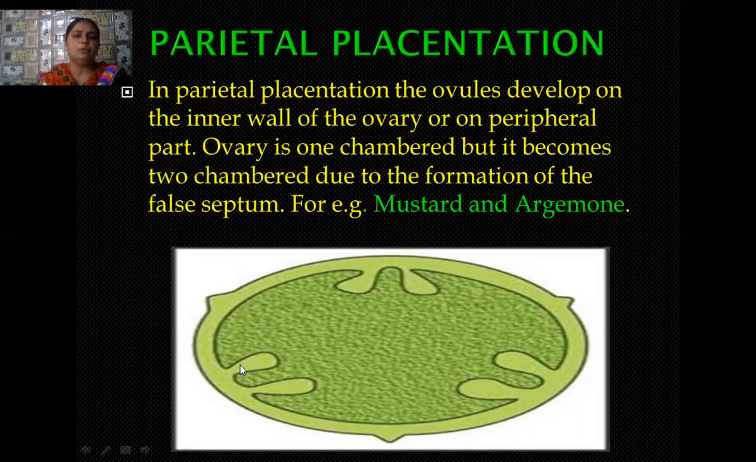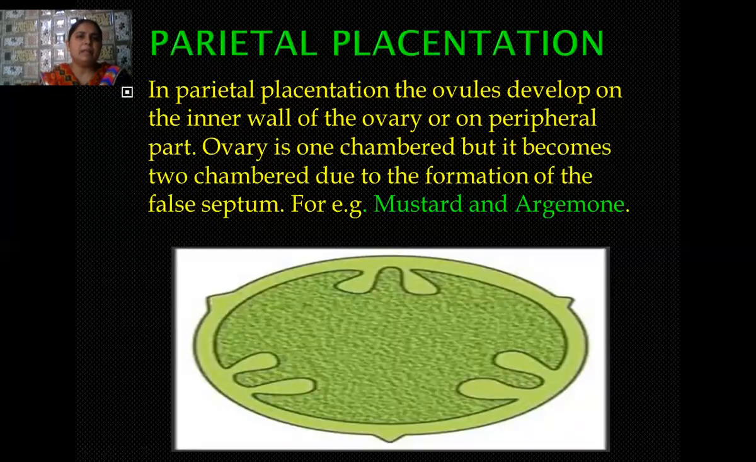But sometimes, due to formation of some false septum, the ovary can appear as two chambered. So this type of placentation is found in mustard and argemone. Argemone is a plant which generally grows in wild habitats. When we extract oil from this plant, the oil is also yellow like mustard oil, so sometimes it is used for adulteration in mustard oil. Because of this, many people died in India because of the mixing of this argemone oil with the mustard oil some years before.